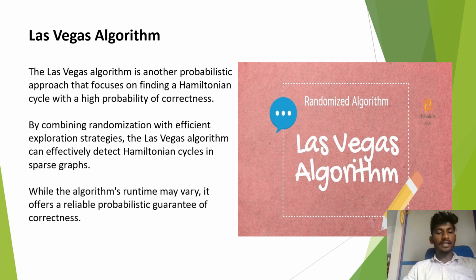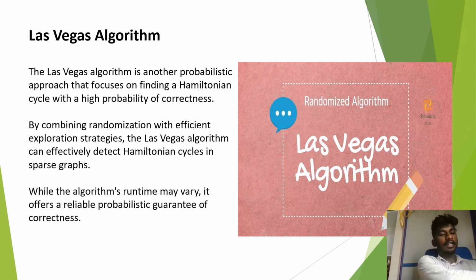A Las Vegas algorithm would continue to search until it finds a Hamiltonian cycle or proves that one doesn't exist. It may take longer to run compared to Monte Carlo, but it ensures correctness. While the algorithm's runtime may vary, it offers a reliable probabilistic guarantee of correctness.